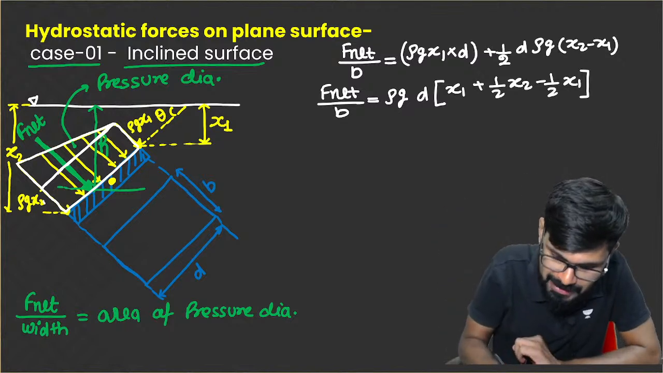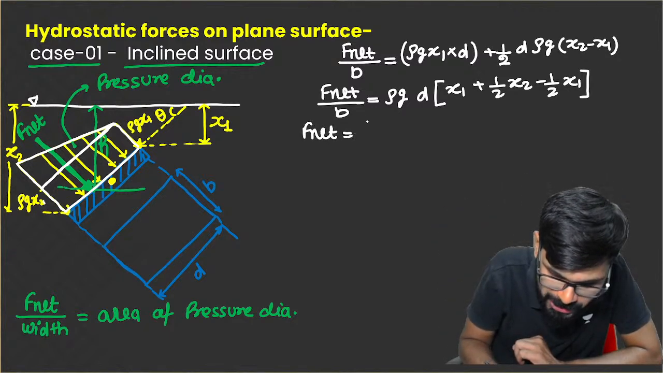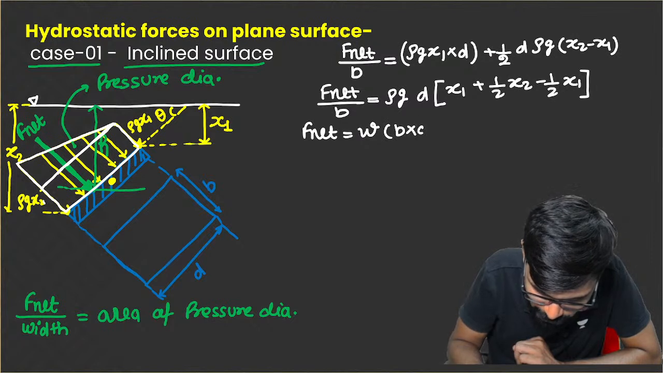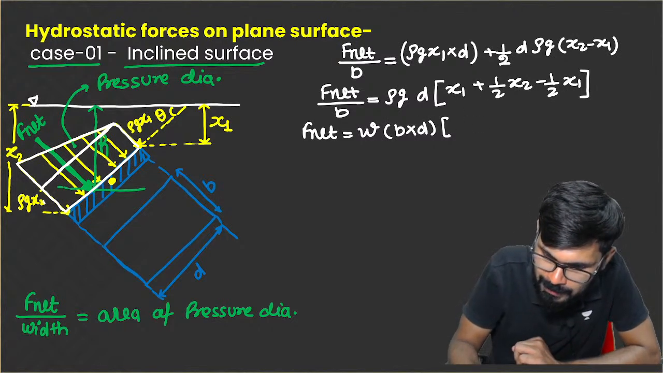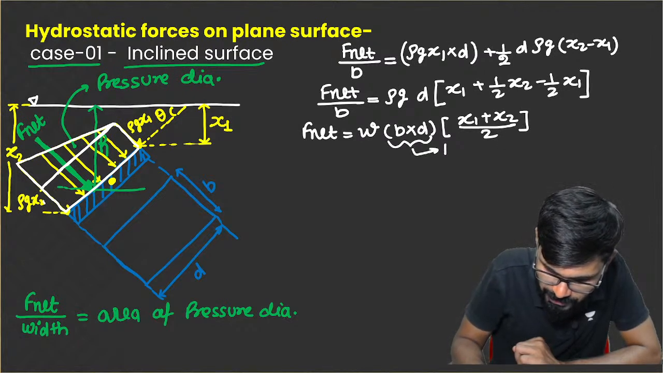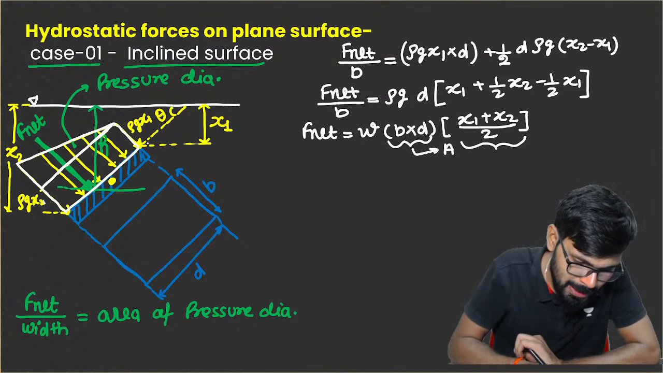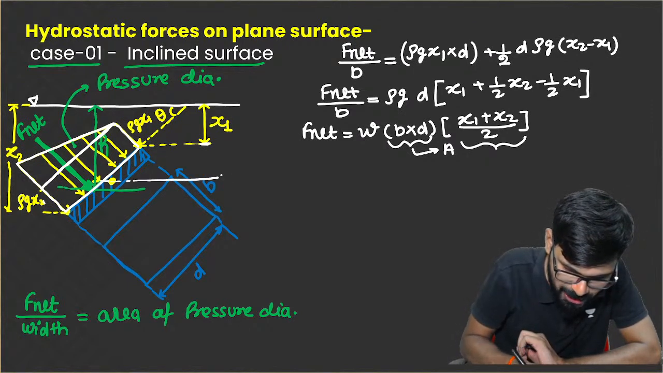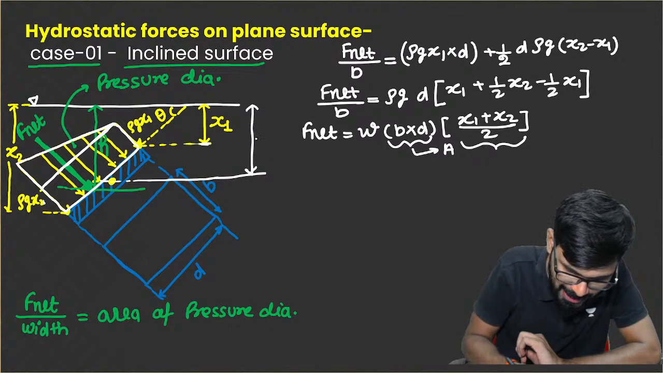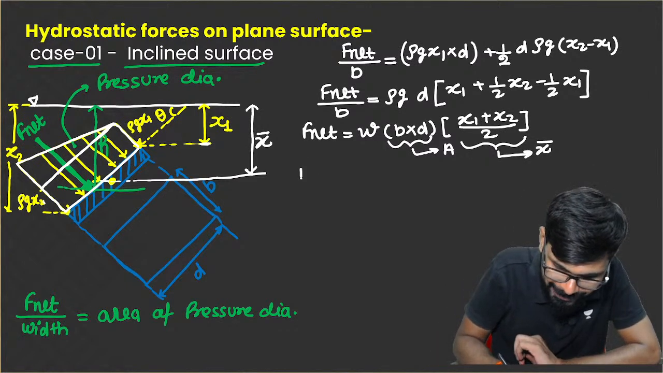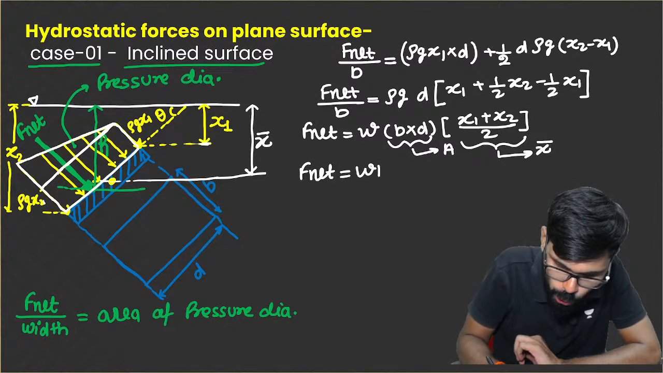Okay. Now please listen here. So basically I can write F net is equal to rho g, which is the specific weight W, times B into D. Here it is x1 and this half x1, so basically you will get (x1 plus x2) by 2. B into D is the area of the plate, times (x1 plus x2) by 2. Look, this is x1 and this is x2, and half of x1 plus x2 is basically x bar. X bar means this distance is x bar. Clear? So now what you are getting: F net value is W A x bar.